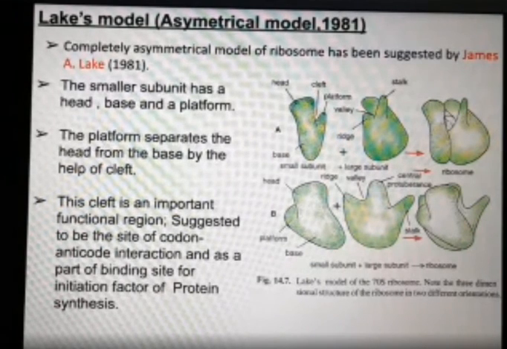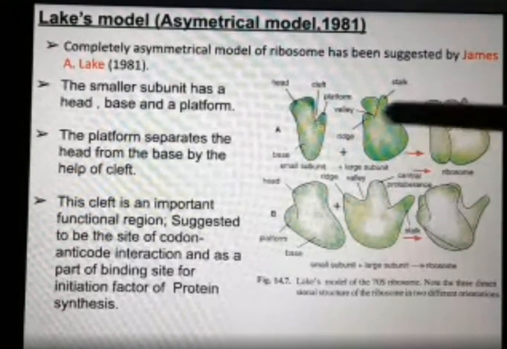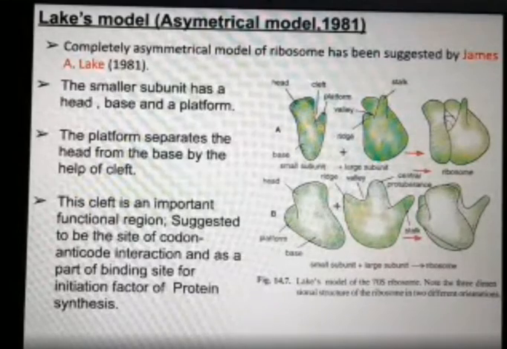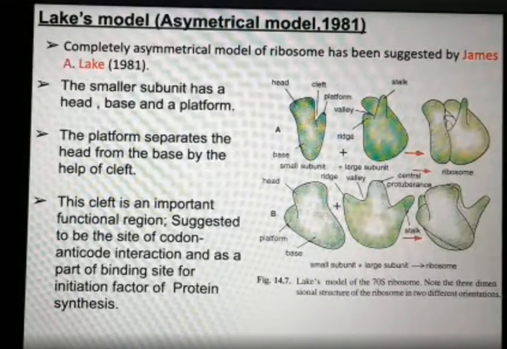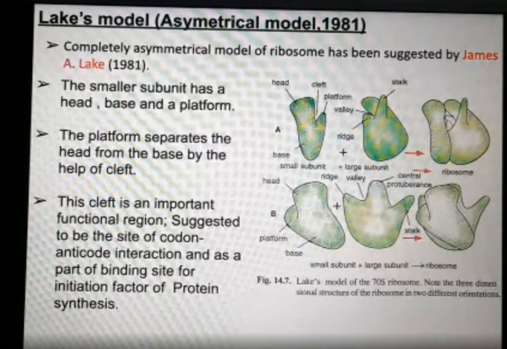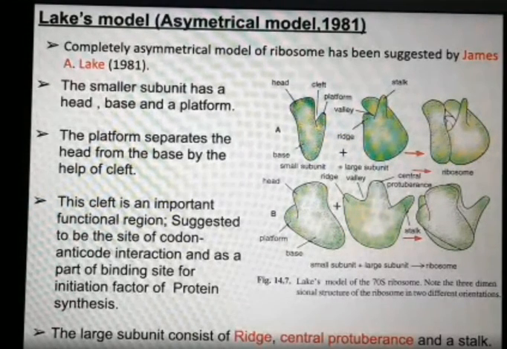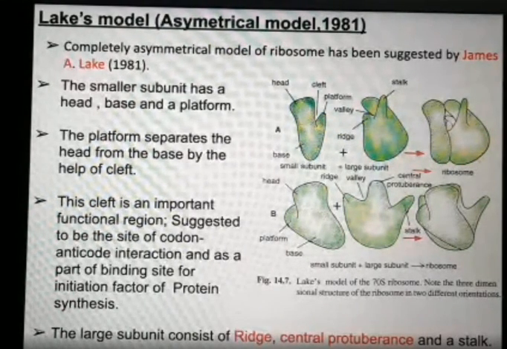So this is the cleft region. This region is responsible for the recognition of the different codons, and these codons are responsible for the production of different proteins. So these codon-anticodon interactions, and it also has a part of the binding site for the initiation factor of protein synthesis. The larger subunit consists of the ridge, central protuberance, and the stalk.